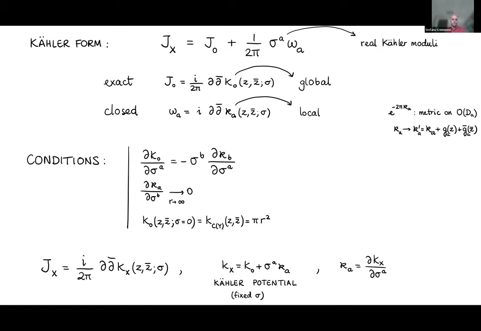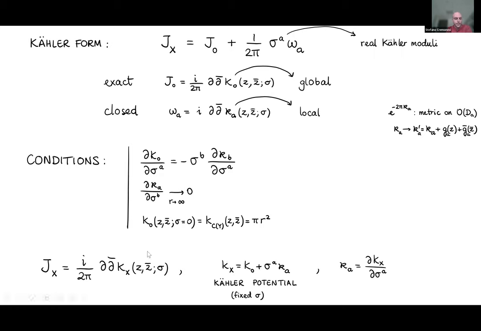Okay, so at this stage, there is a lot of ambiguity in the definition of K0 and kappa A. And so it's good to get rid of some of that freedom. And we can do that by imposing these conditions here. So the first is a condition that relates the derivatives with respect to sigma of K0 and of kappa A. Not incidentally, this derivative of the kappas with respect to sigma is also globally defined. So all these conditions are globally defined. Then we require those derivatives to go to zero asymptotically along the cone. And also we require that when sigma is set to zero, the Kähler potential K0 just becomes the Kähler potential of the Calabi-Yau cone, which is proportional to the square of the radial coordinate.